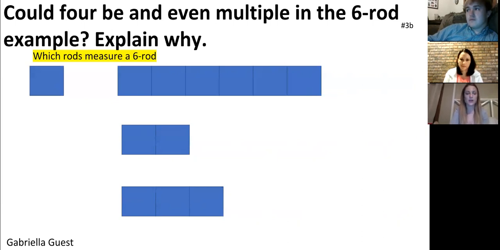So they want to know if 4 could also be in this example, and it could not, because let's say 4 times 1 gives you 4. 4 times 2 gives you 8. That does not give you 6. And it just cannot go into 6 evenly at all. So no, 4 cannot be a multiple in the 6 rod example.